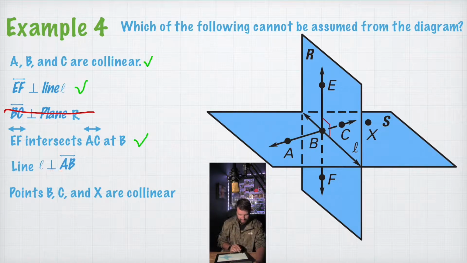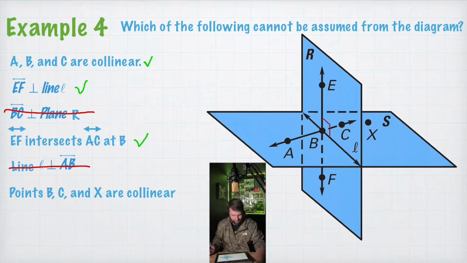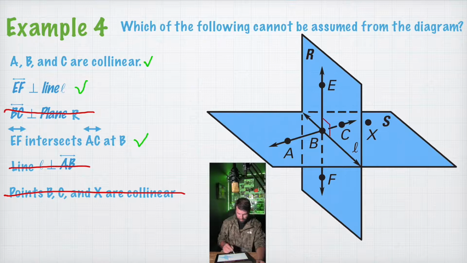Can we say that line L is perpendicular to AB? We cannot. There is no right angle symbol there. Points B, C, and X are collinear. We don't know that because this line doesn't cross through X, so we cannot say that it does. So we cannot assume that.